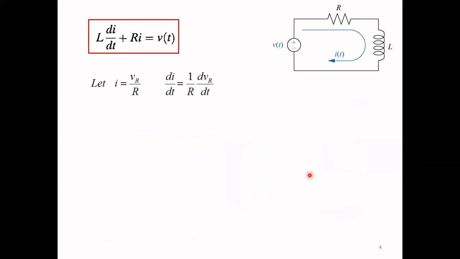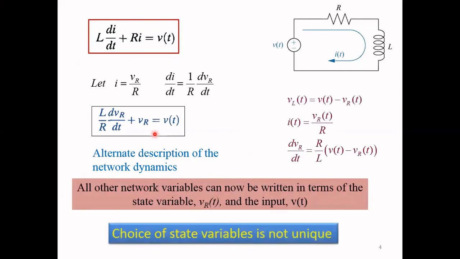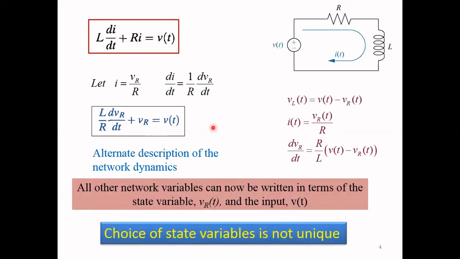Now if we choose VR as state variable, we can also write this. This is optional. The reason for this slide is to ensure that we can select state variables of our own choice. In this case, we have chosen the voltage across a resistance as state variable.